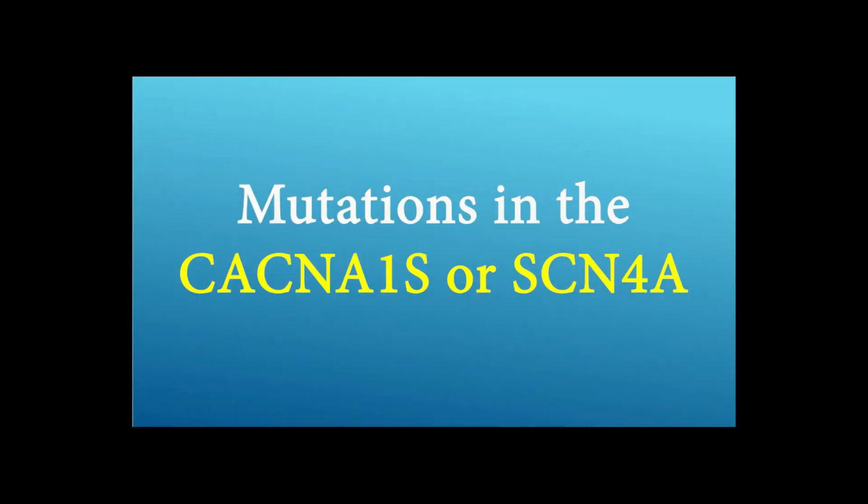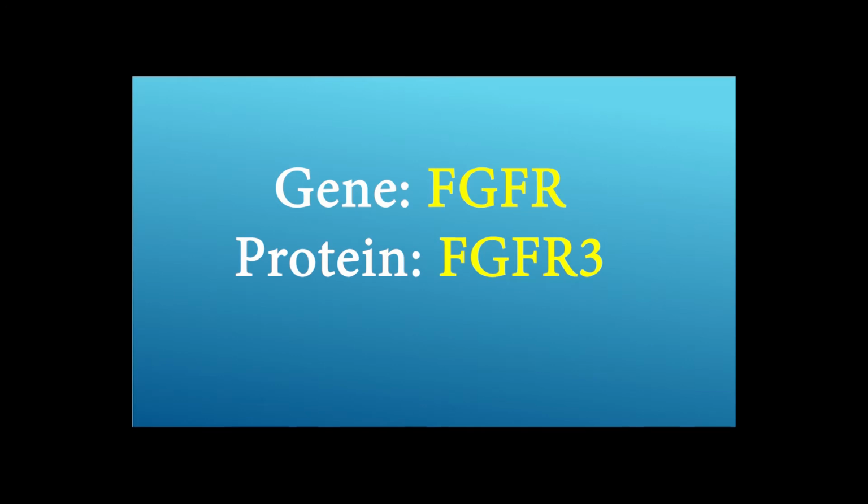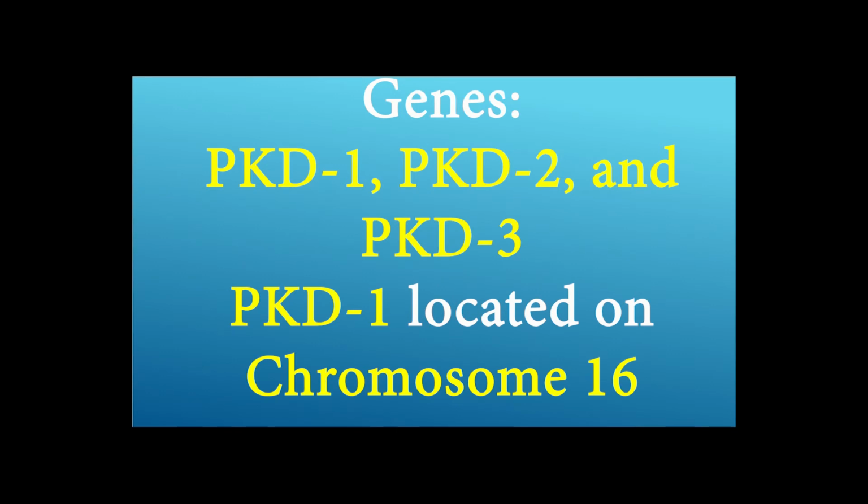Hypokalemic periodic paralysis. Mutations in the CACNA1S or SCN4A gene. Achondroplasia. Gene, FGFR mutation, which codes for protein FGFR3. Adult polycystic kidney disease. Genes, PKD1, PKD2, and PKD3. PKD1 is located on chromosome 16.